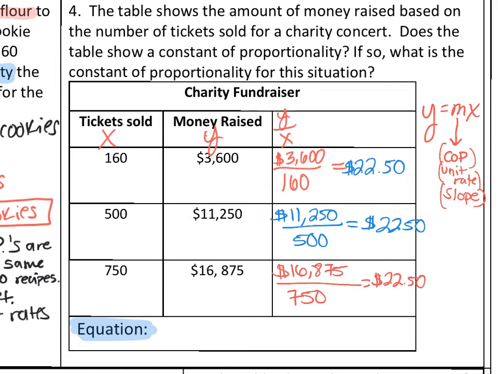So y equals mx. Once you find the constant of proportionality, once you find the unit rate of a table, this is what you do. You plug it into the equation. Y equals, instead of writing m, you write the constant of proportionality, which in this case is 22.5 or 22.50. I could put 50. And then write your x next to it. That's your equation. That's your equation.